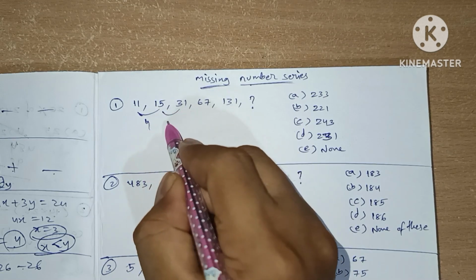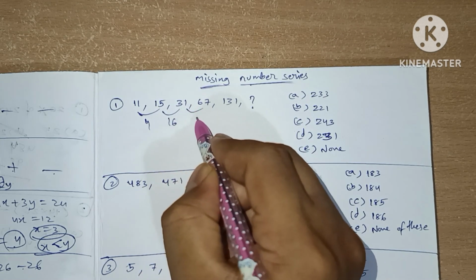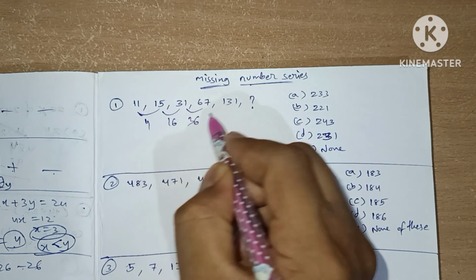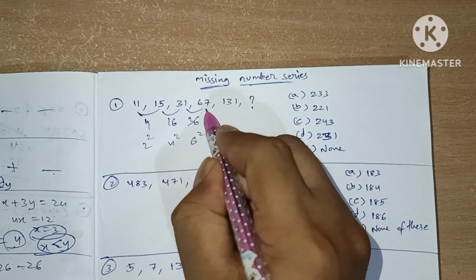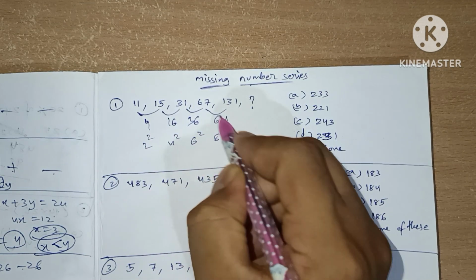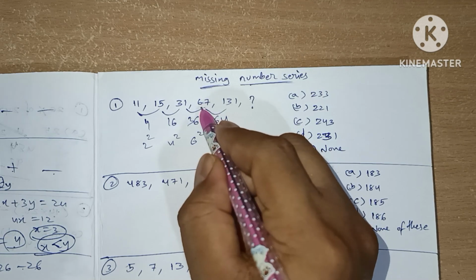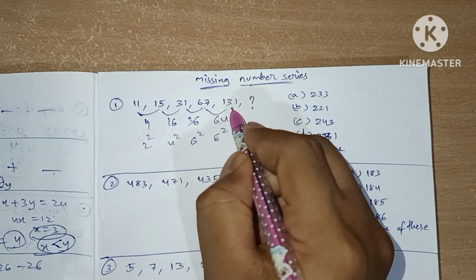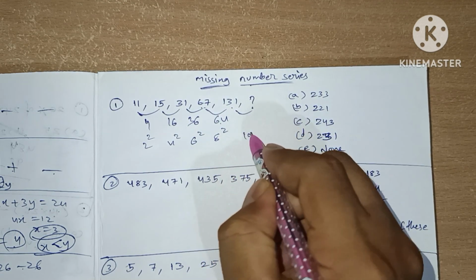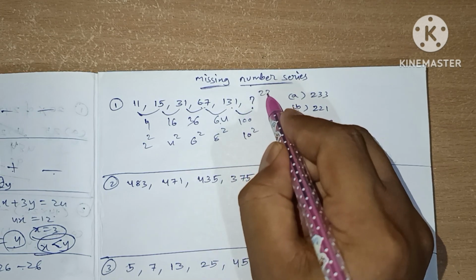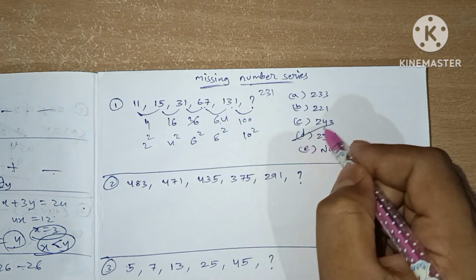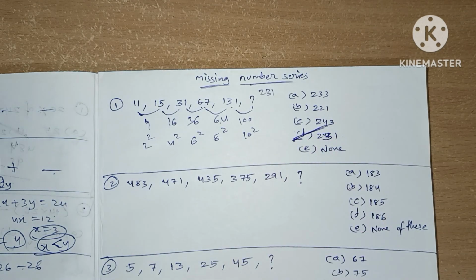Here the difference is 16. Here 36. So these are squares: 2 square, 4 square, 6 square, so it must be 8 square, which is 64. The difference between 64 and 67 and 64, we get 131, so it must be 10 square, which is 100. So 131 plus 100 will be 231. So option D is our answer.